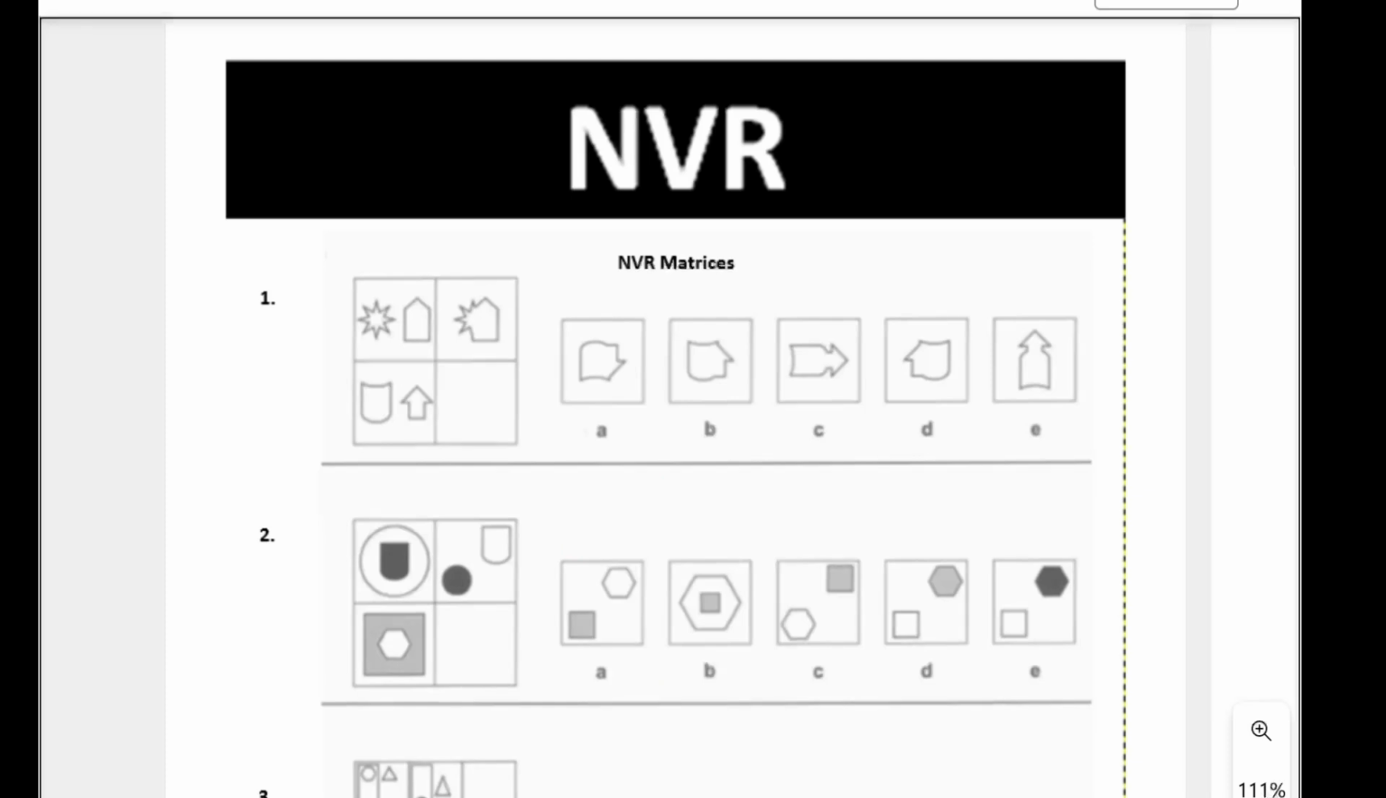We are beginning with matrices, as you can see here. We have to find a relationship between these two shapes and apply the same pattern to this one.